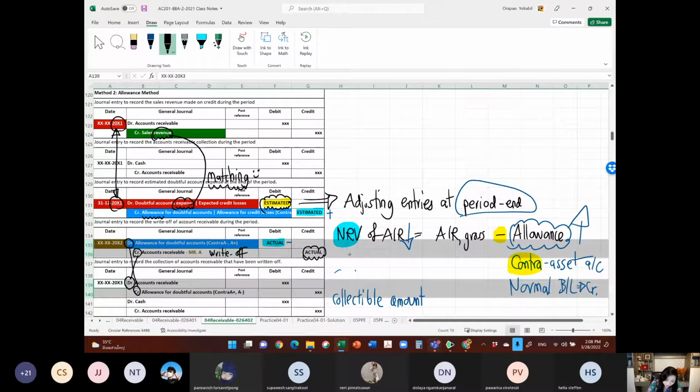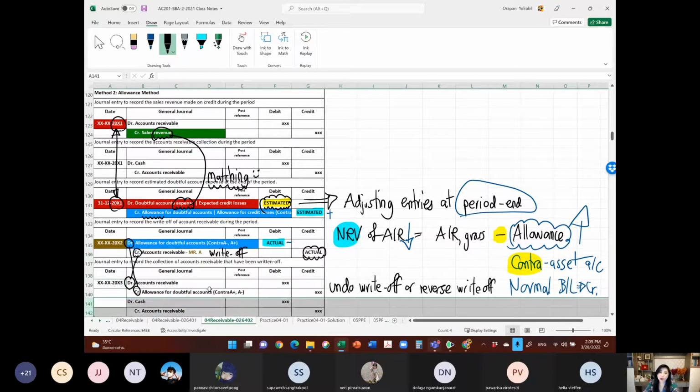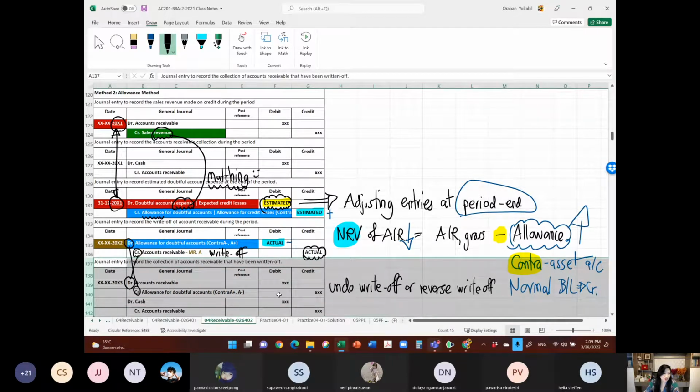So let me write it for you over here, right? So if you record this, basically you undo the impact of the write-off. You undo the write-off, or you reverse the entry. You undo the write-off or you reverse the write-off. Now, if you reverse the write-off, you can then collect the money from that Mr. A for 1 million. Okay, so this is not really that often that you have this situation, right?